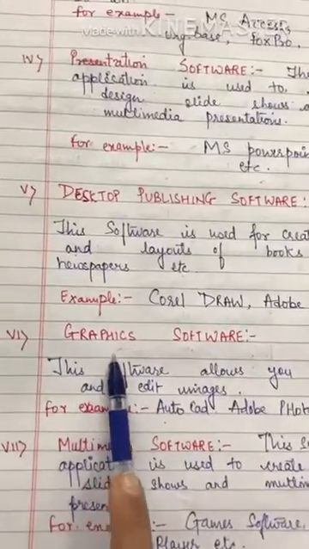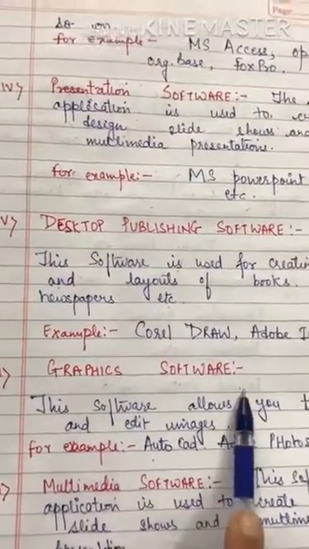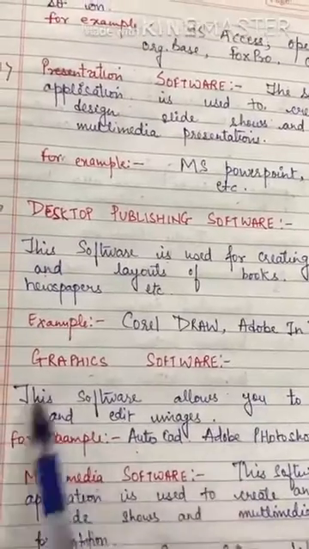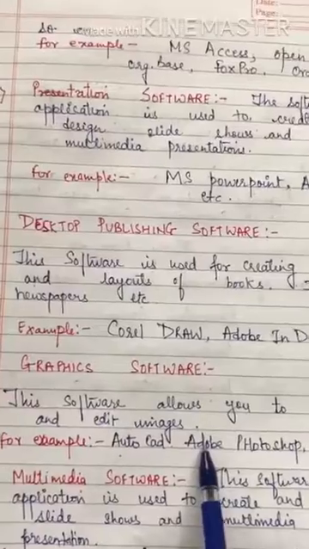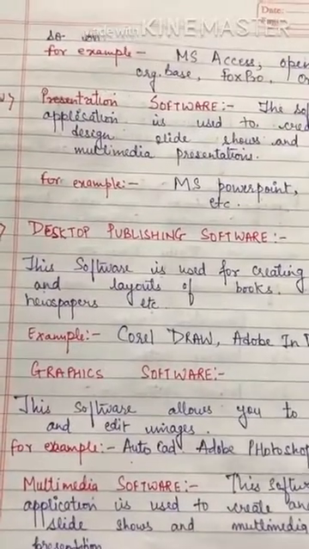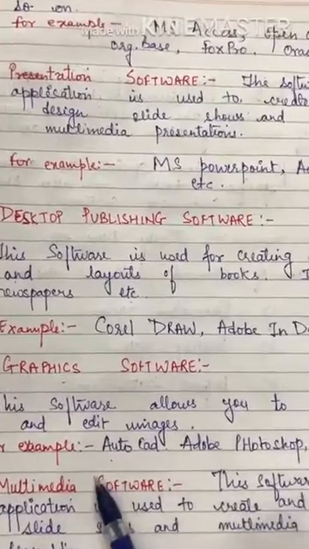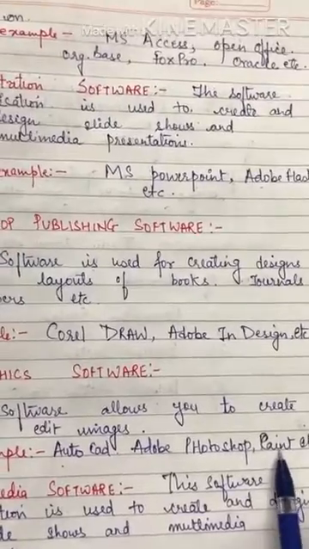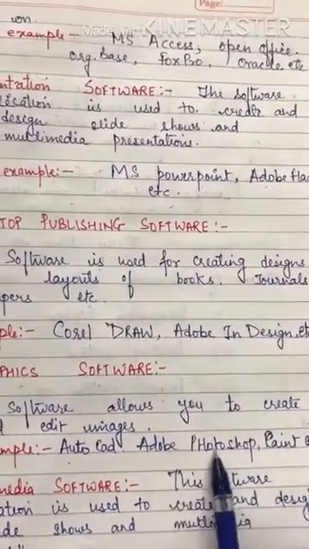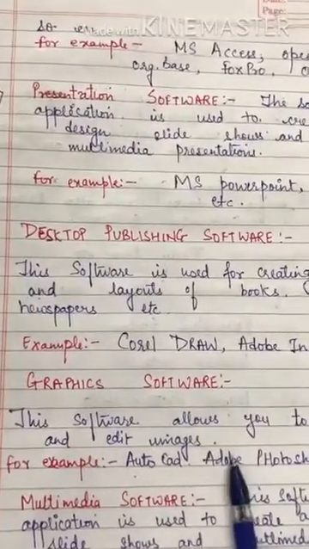The sixth example of general purpose application software is graphic software. What is graphic software? This software allows you to create and edit images like charts, graphs, photographs, logos, cartoons and much more. For example, you can take the help of software like Paint, Adobe Photoshop, AutoCAD. These are the software to create images.